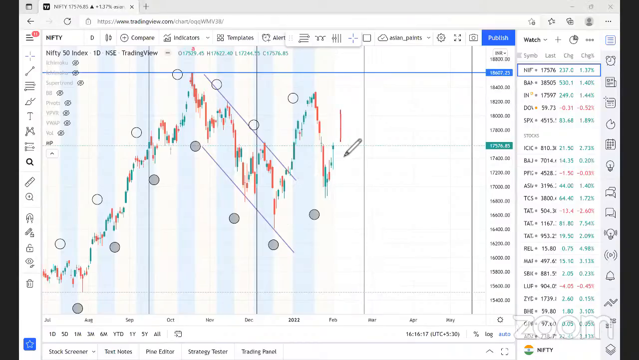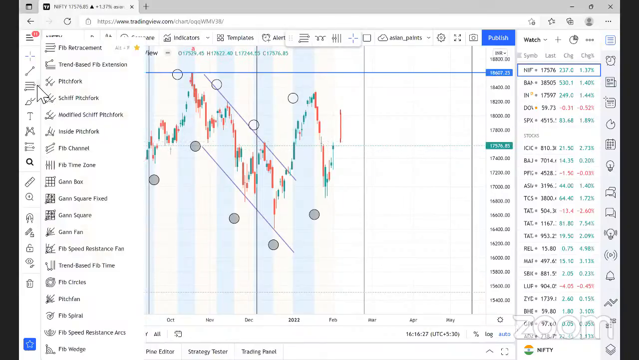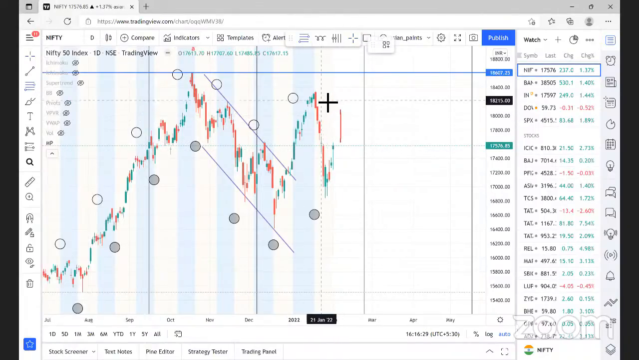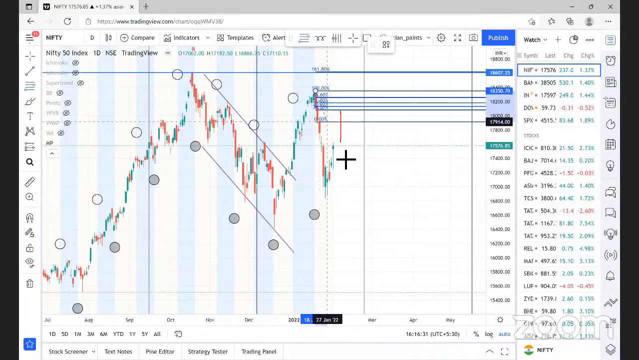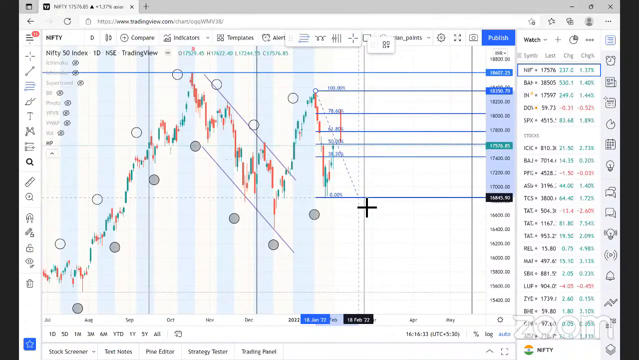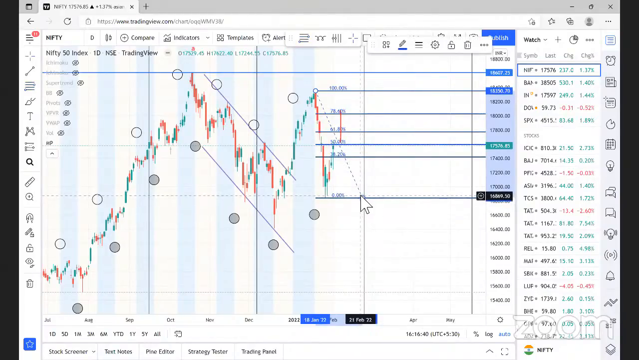What is the minimum criteria for a triangle pattern? Can someone tell me? So what is the minimum criteria for a triangle pattern? How much minimum retracement should there be? Each leg of the triangle should retrace 50%, not less than 50%. Bang on, Kenil, Chaitanya, Sudipto. So each leg of the triangle should not retrace less than 50%.